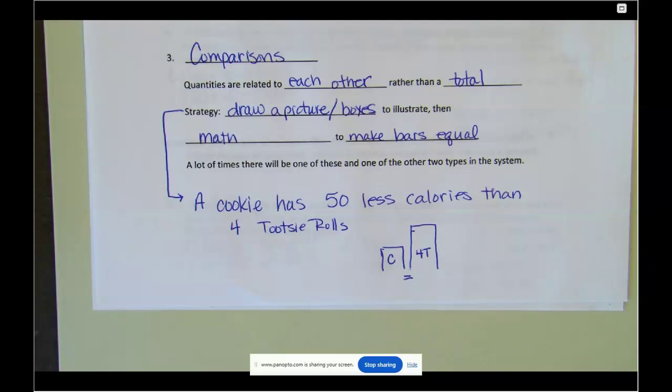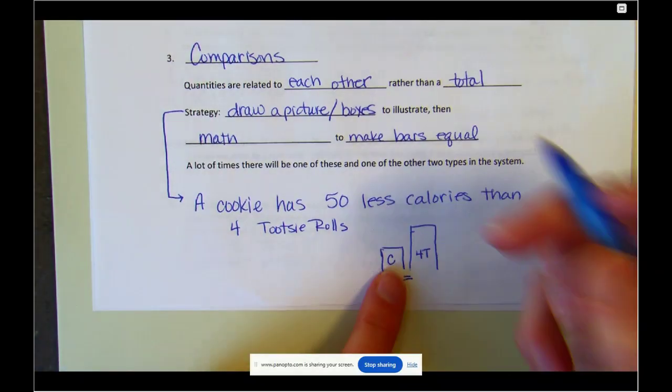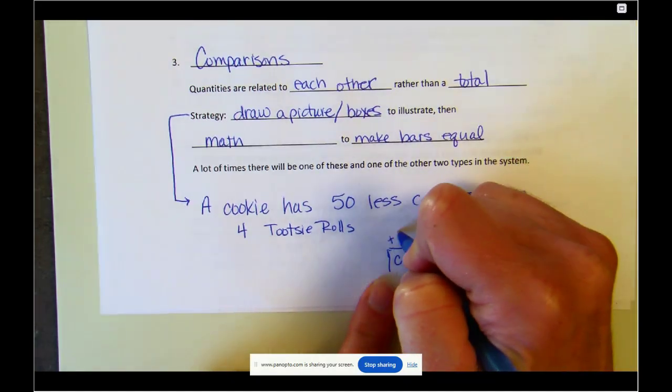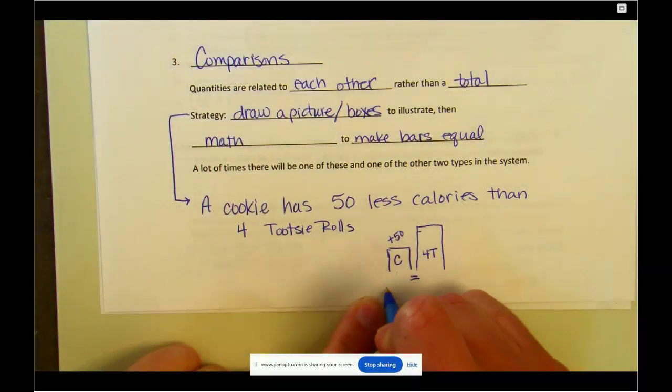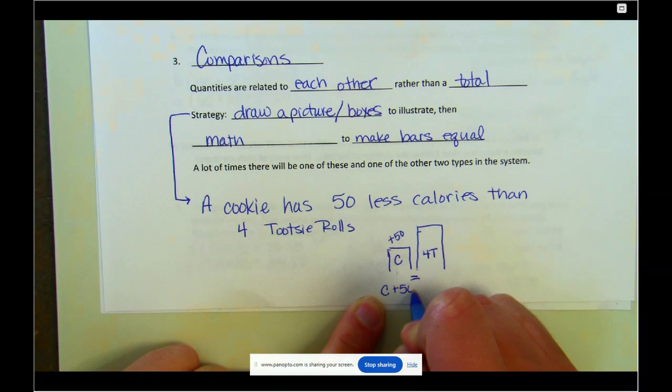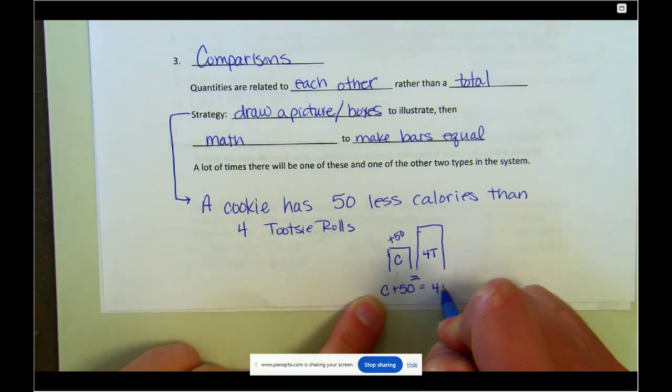Okay, so you guys are on the right track, but the answer is actually sitting in here. How much less are the cookies? 50. So if I want to make them equal, I would literally add those 50 calories back in. And that would make them equal because I'm filling in the gap of how many calories they're low. So my equation then becomes C plus 50 equals 4T.